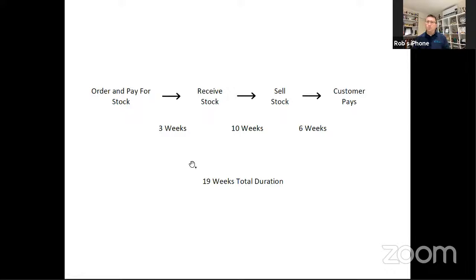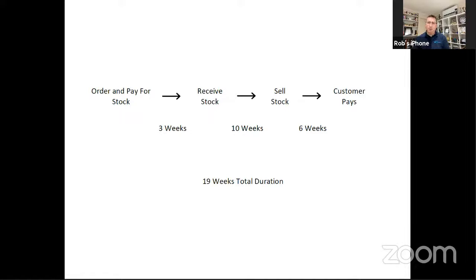So from the initial point when we order and pay for the stock, we outlay that money, and the delay until we receive it, sell it and then actually receive payment extends out, in this example, to 19 weeks. So for a 19-week period, you are funding the cost of that stock, and you need to have the cash reserves or take the cash out of profit to fund that time period. That's what we mean by working capital.